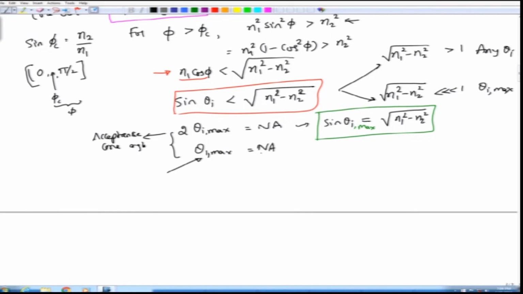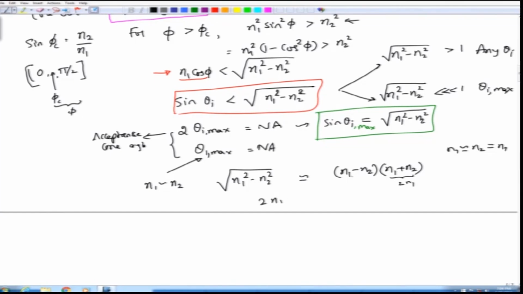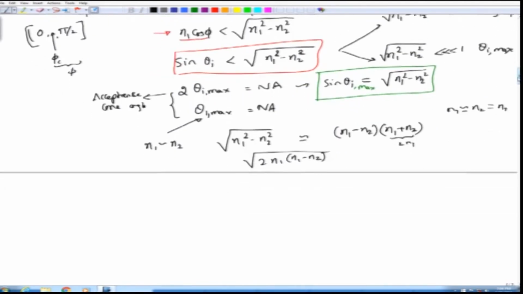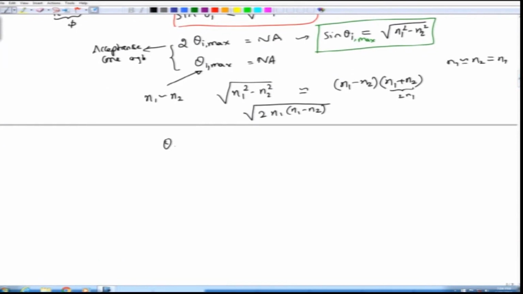Because n1 is very close to n2, the difference between them is very small. This square root of n1 square minus n2 square can be written as n1 minus n2 into n1 plus n2, and since n1 is very close to n2, we will call n1 plus n2 approximately 2n1. So, this is square root of n1 minus n2, and I can pull n1 out. So, I have theta I max is equal to this.